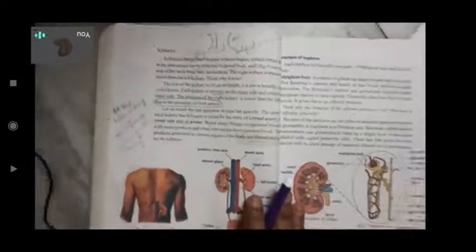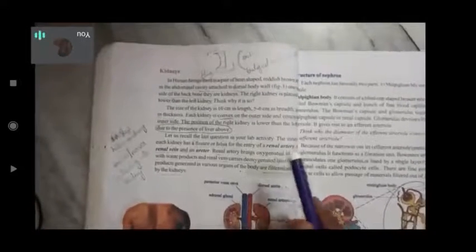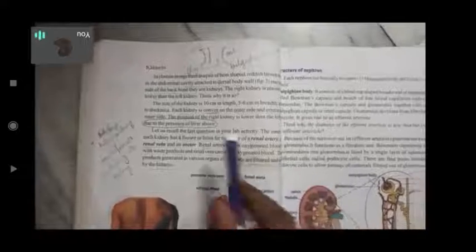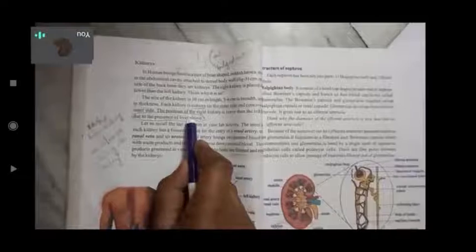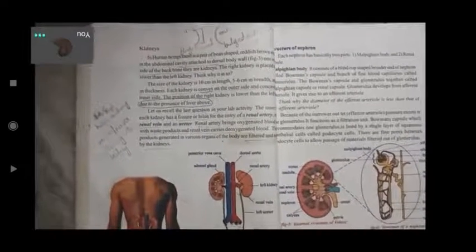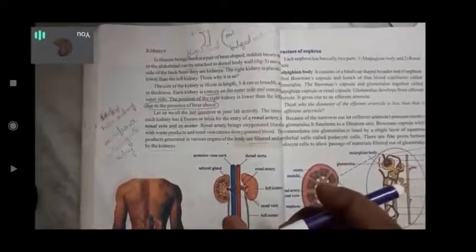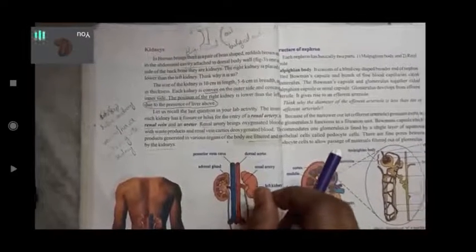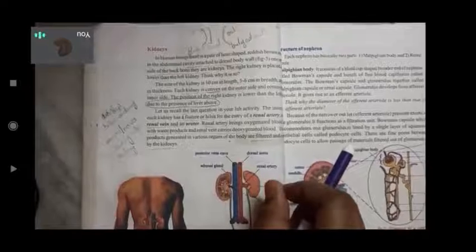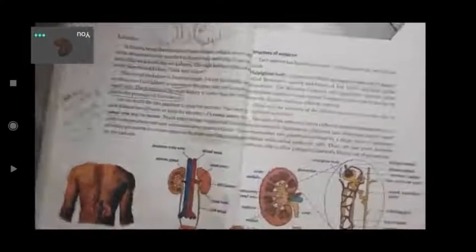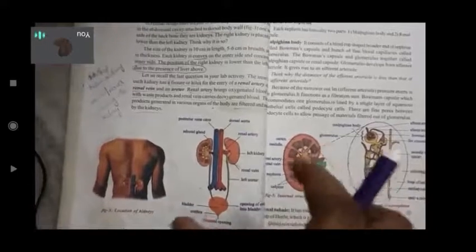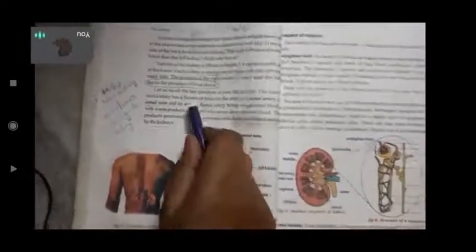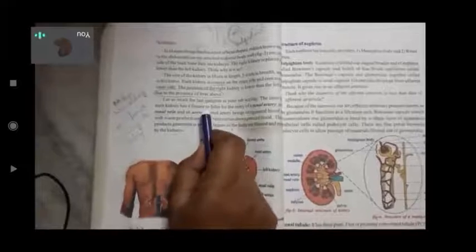So next, the position of the right kidney is lower than the left kidney because of the presence of liver above. Here they have asked a question and we got the answer. Each kidney has a fissure or hilus into which the renal artery enters, the renal vein, and the ureter. So here 3 are there for each kidney. That means a total of 6 tubes are present in the fissure.